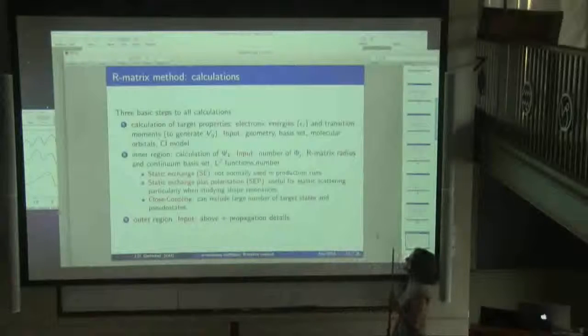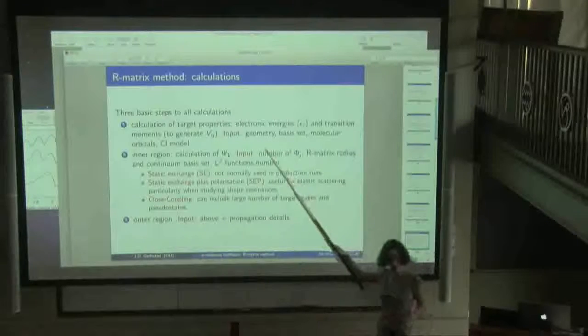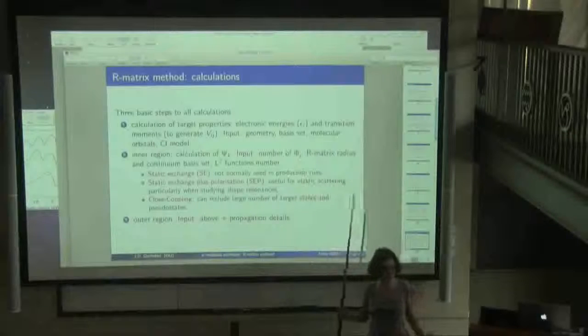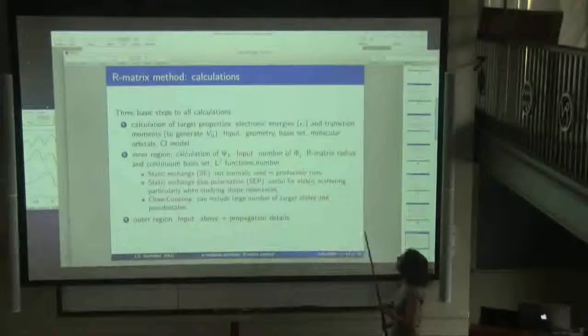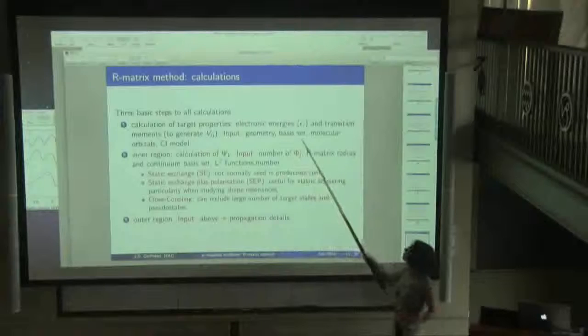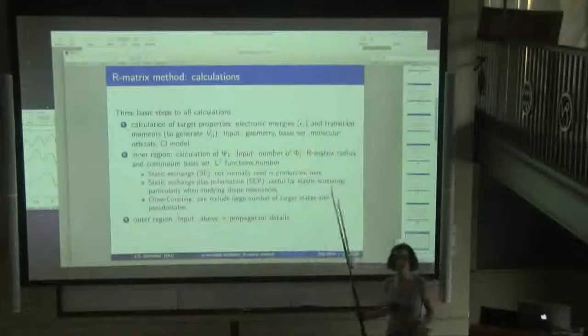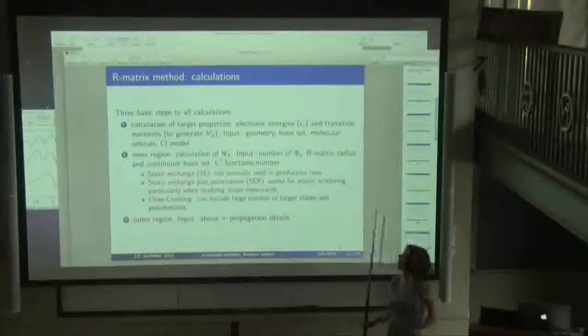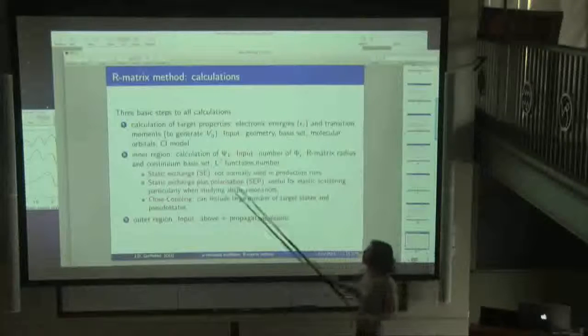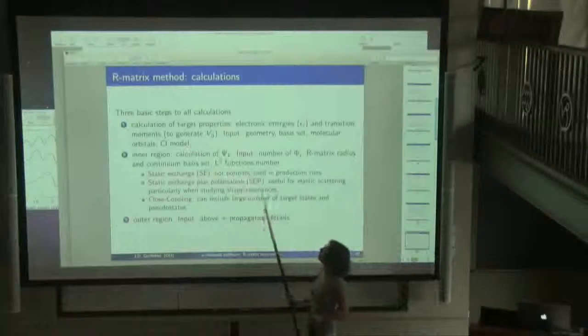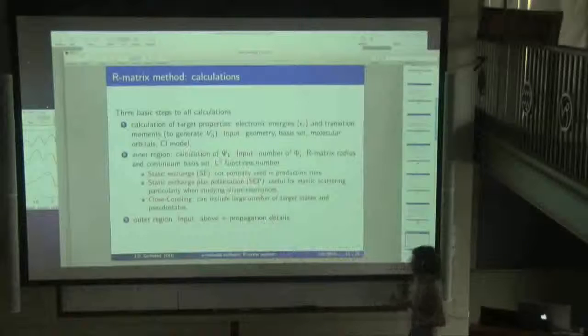And what's the input that we require? A geometry, of course. We're not going to optimize the geometry for a molecule if that's available in the literature. A basis set: we have to choose how we generate some molecular orbitals for our wave function, and what type of configuration interaction model we are going to use for this. So all of these are inputs that we need to put into our calculation.